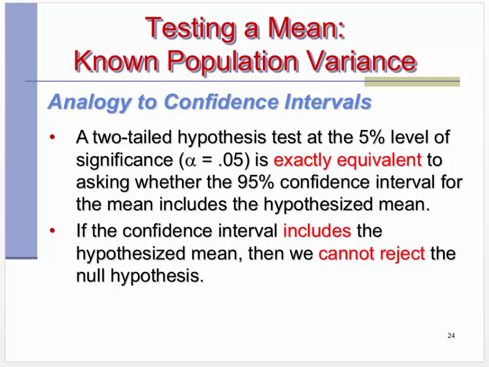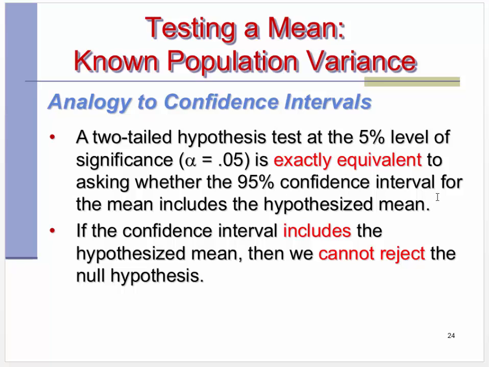Now, at this stage, some of you may recall something about the confidence interval that we talked about. How is this related to or similar to the confidence interval? Actually, a two-tailed hypothesis test at a 5% level of significance is exactly equivalent to asking whether the 95% confidence interval for the mean includes the hypothesized mean.